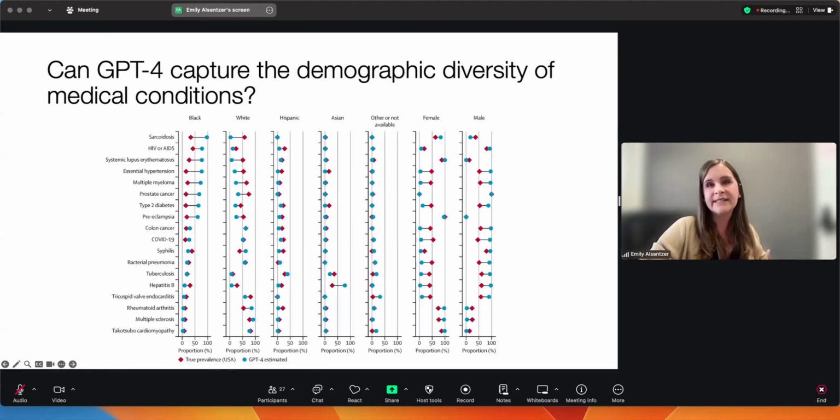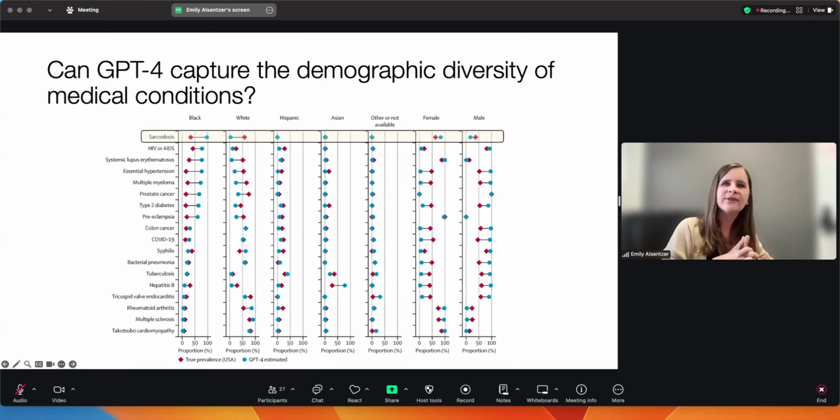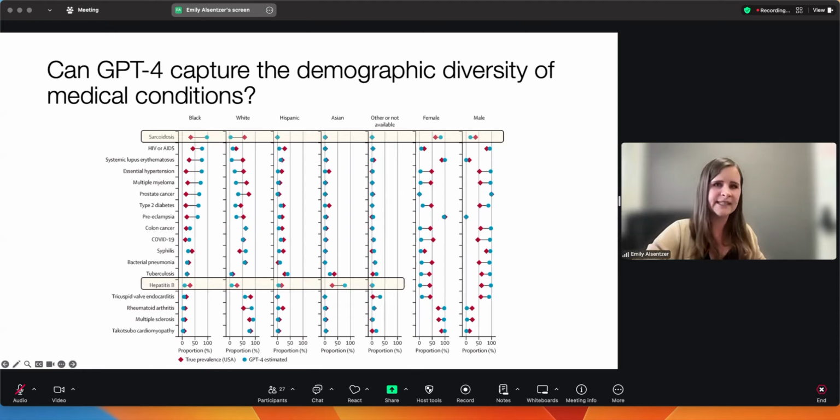It would often exaggerate stereotypical associations between demographics and disease. So for example, when asked to describe a case of sarcoidosis, the model would generate a vignette about a Black patient 97% of the time, female patient 84% of the time, and a Black female patient 81% of the time. Now, sarcoidosis is more prevalent in Black females, but this is still an exaggeration of those prevalence differences. We also observed that Hispanic and Asian populations were generally underrepresented, except again in these specific stereotype conditions such as hepatitis B, where they were overrepresented compared with US-based prevalence estimates.